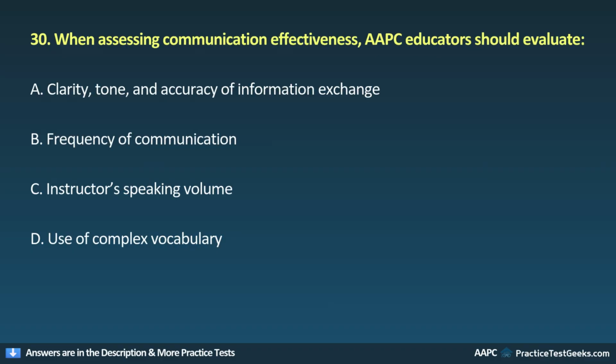30. When assessing communication effectiveness, AAPC educators should evaluate A. Clarity, tone, and accuracy of information exchange. B. Frequency of communication. C. Instructor's speaking volume. D. Use of complex vocabulary.